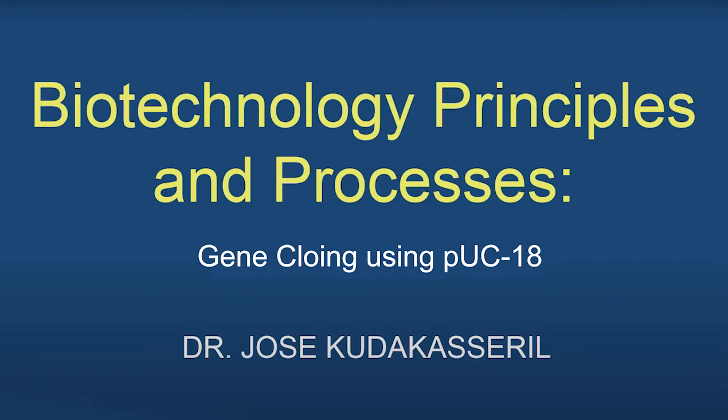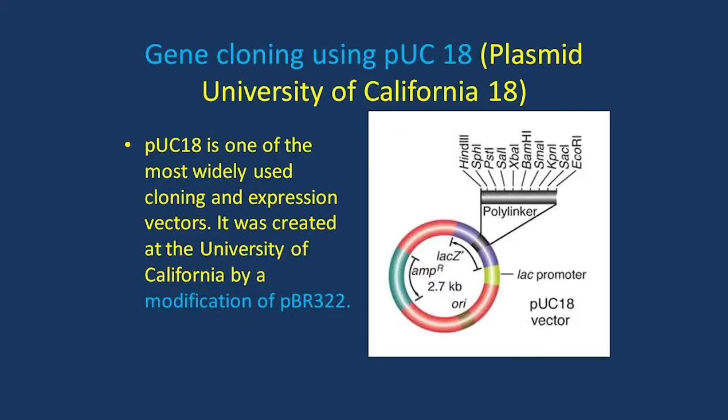Today I am going to talk about how we can clone genes using the vector pUC18. In the last class, I told you about how we can clone genes using pBR322. Here I am going to talk about another cloning vector called pUC18, which stands for Plasmid University of California 18. It is one of the most widely used cloning and expression vectors. It was produced by a modification of pBR322.